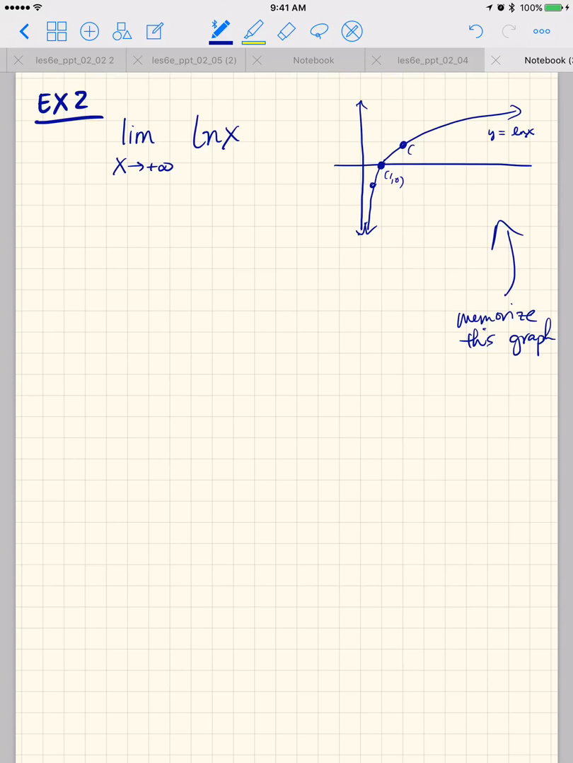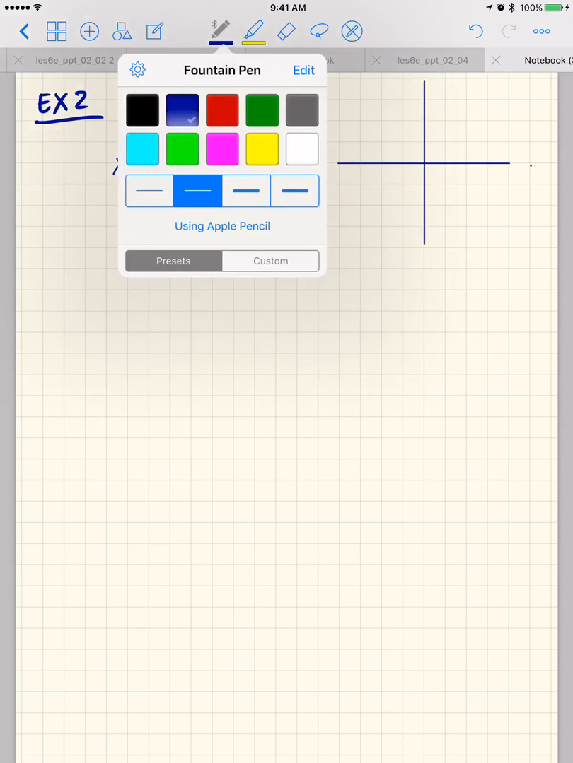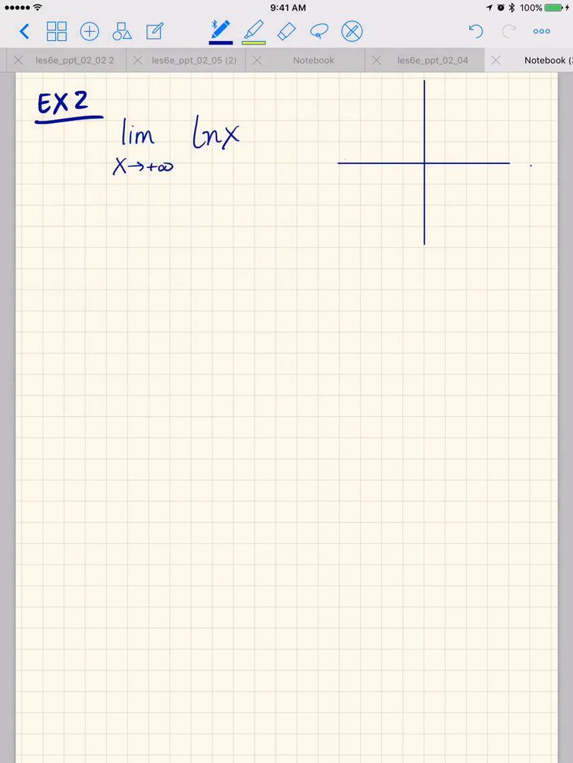This should be e comma 1. So let me just try to draw this better. So how do you get the natural log graph? And I've done this in class, but I'm just going to repeat it pretty quickly here. You start off with your e, y equals e to the x.